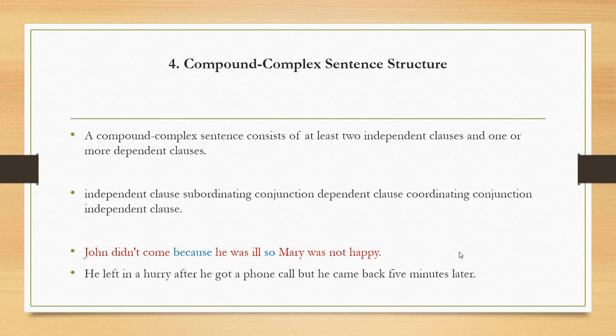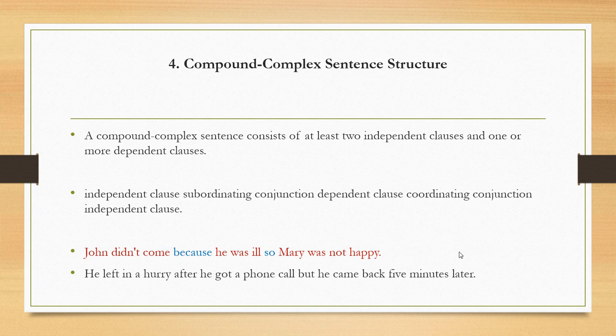Okay. Independent clause, then subordinating conjunction, dependent clause, coordinating conjunction, and independent clause. First we have an independent clause, then we have the subordinating conjunction, then a dependent clause, then a coordinating conjunction, and then again an independent clause. Look at this example now.